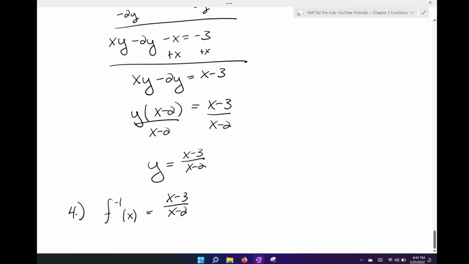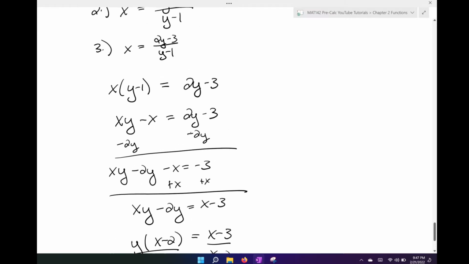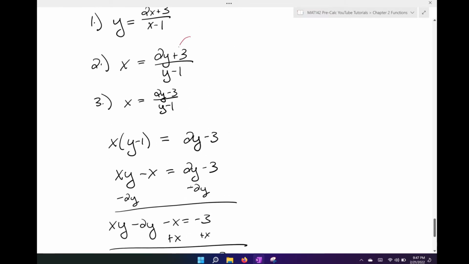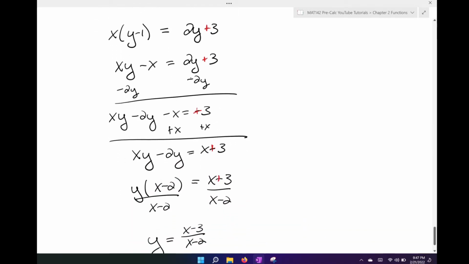And you're going to have to excuse me because I did make a little typo. If you go all the way back up to the very start, this is supposed to be plus 3. So luckily for us, it doesn't change anything except for this plus 3 out front. So all these should be pluses.